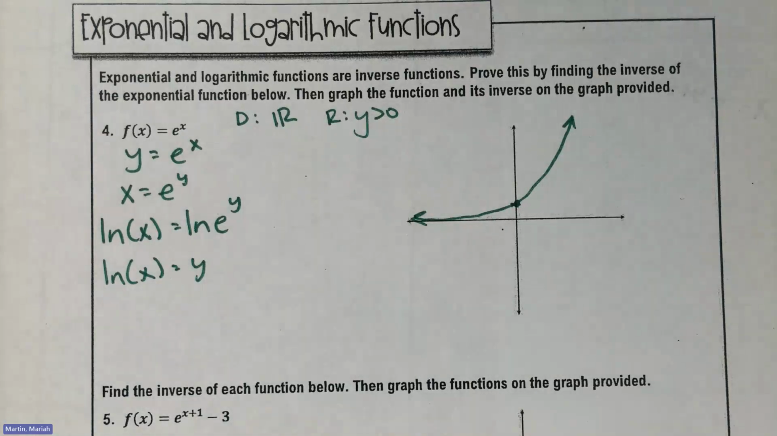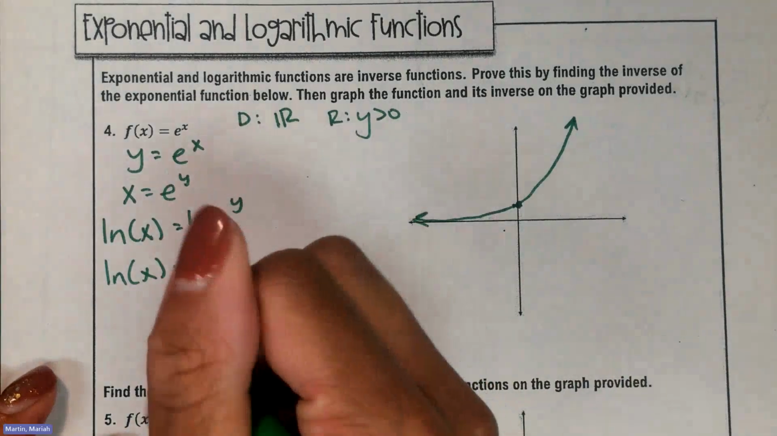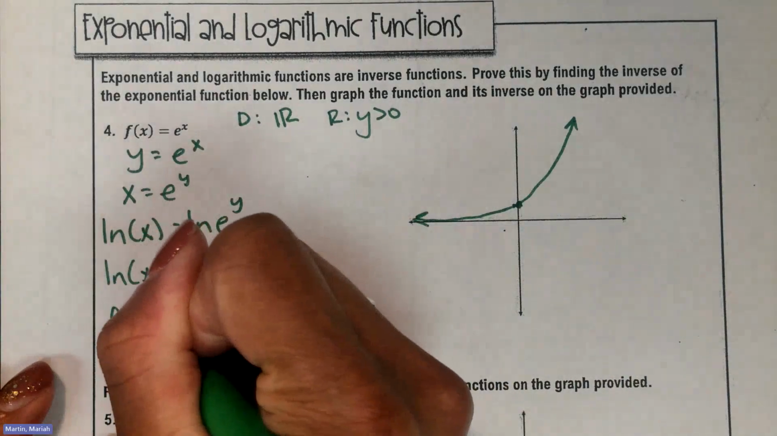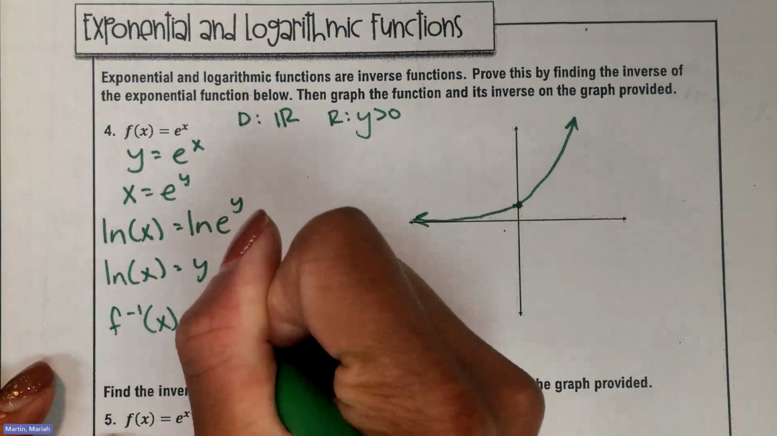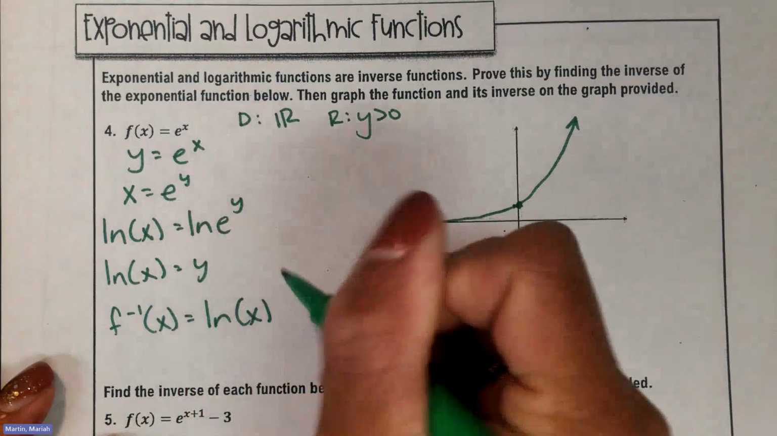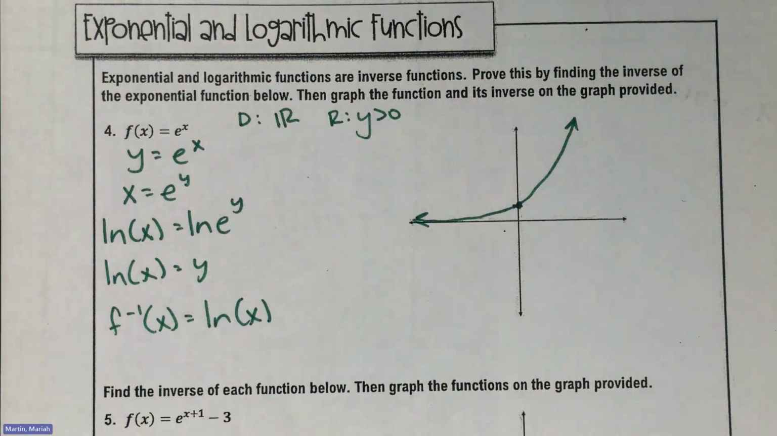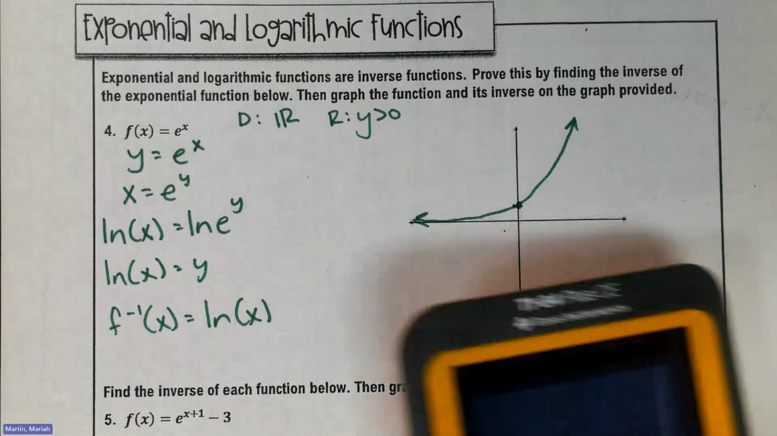If there was a coefficient in the front, we would have to divide, or if there was something else, we would have to do that as well. So now we have our parent function. So f inverse of x equals ln x, and I'm writing this in parentheses. Okay, so now we're going to graph that and see what that one looks like.